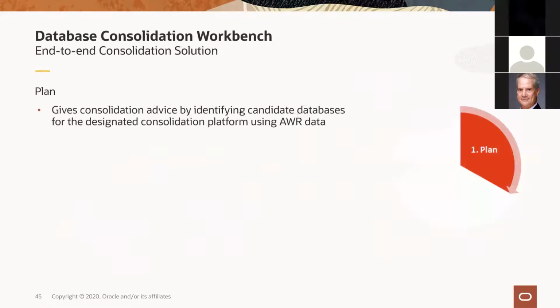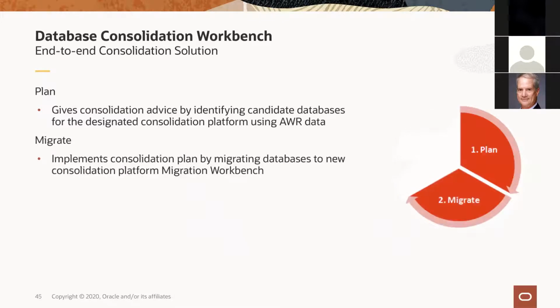So first of all, we do this in different stages. We're starting with the planning. So we start to collect all the AWR statistics from the system, and then we use that for the calculation. The next step is, as we said, the migration part. That's where the migration workbench helps us to do the migration.